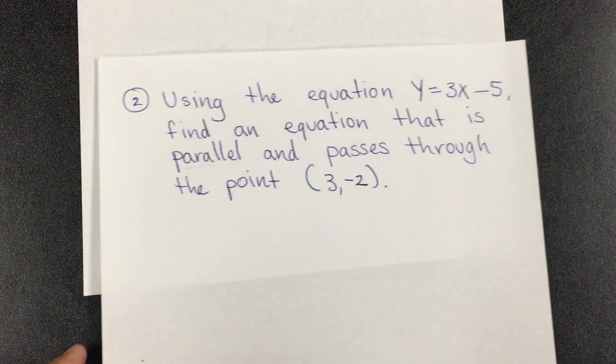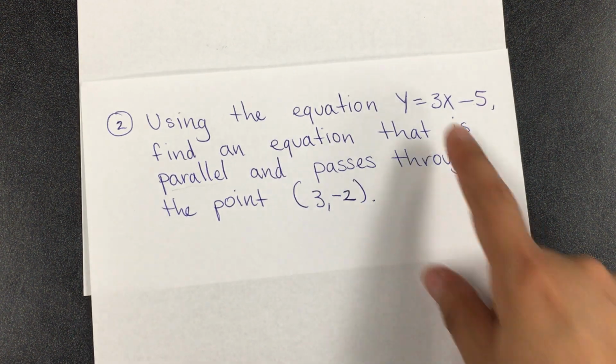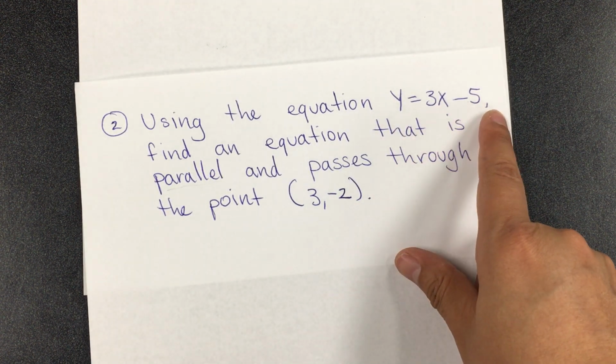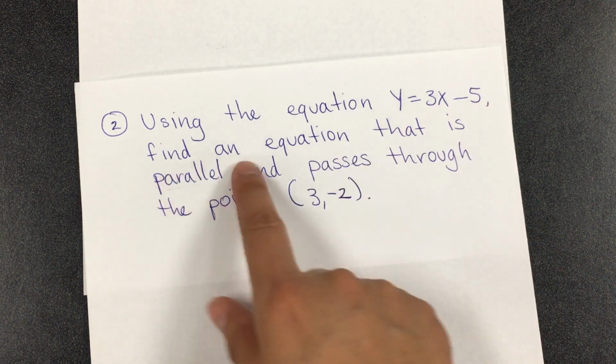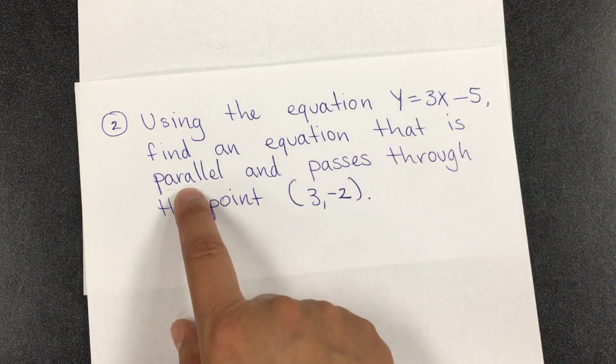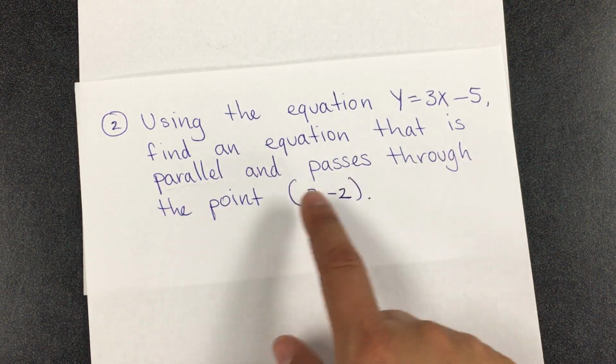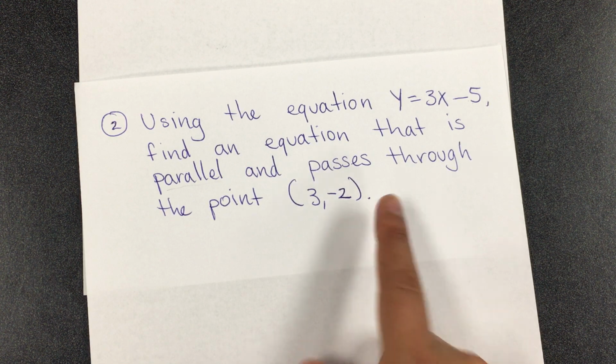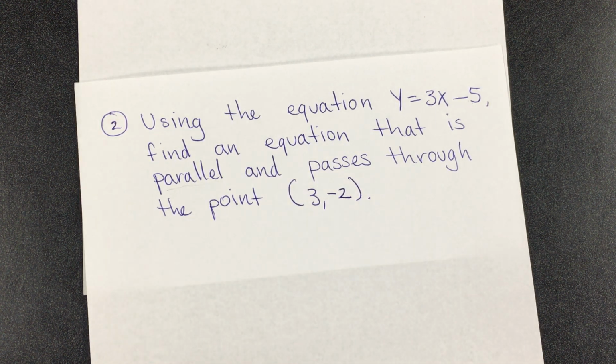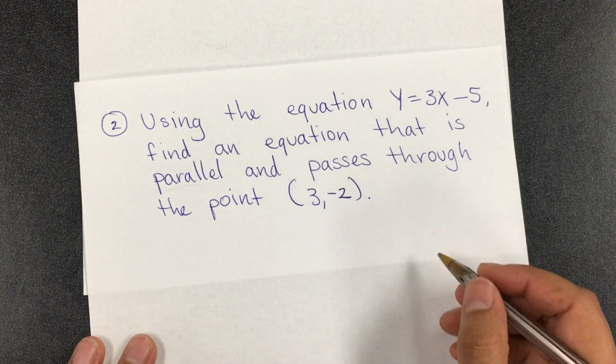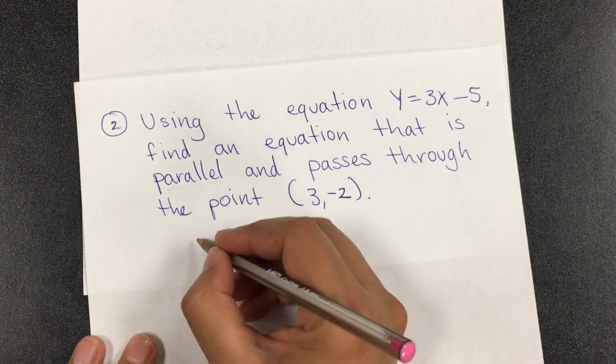Okay, the next one says, using the equation y equals 3x minus 5, find an equation that is parallel and passes through the point 3, negative 2. So there are several things here. First of all, you need to know the slope.